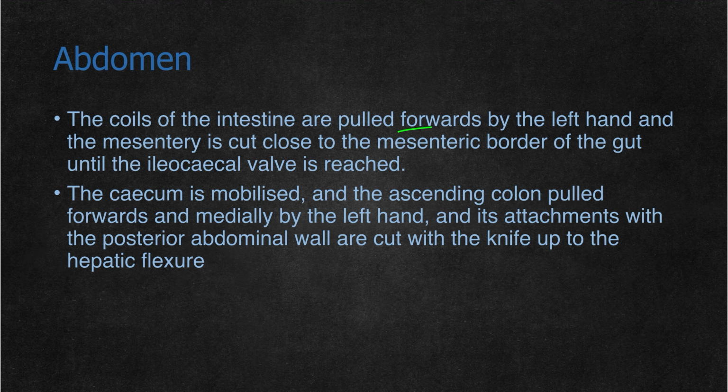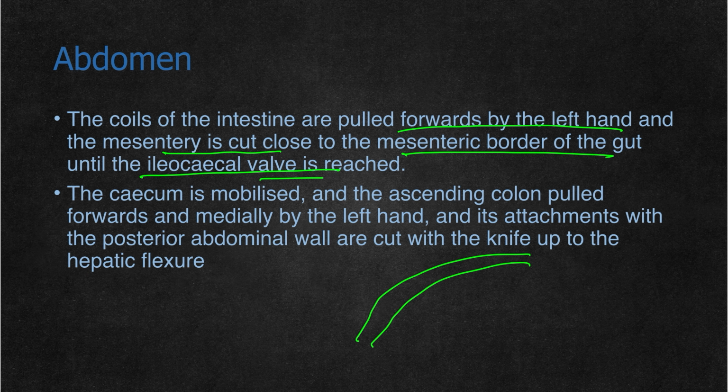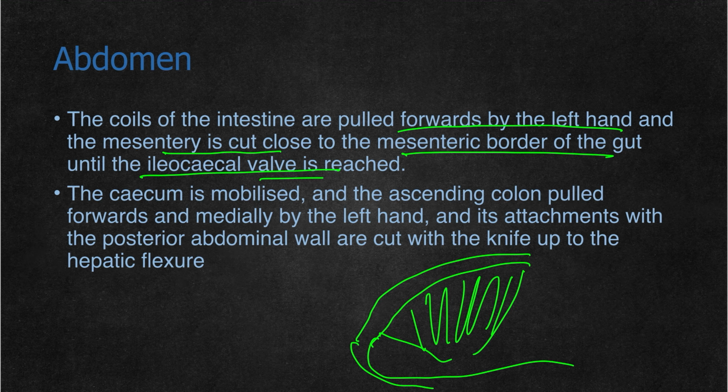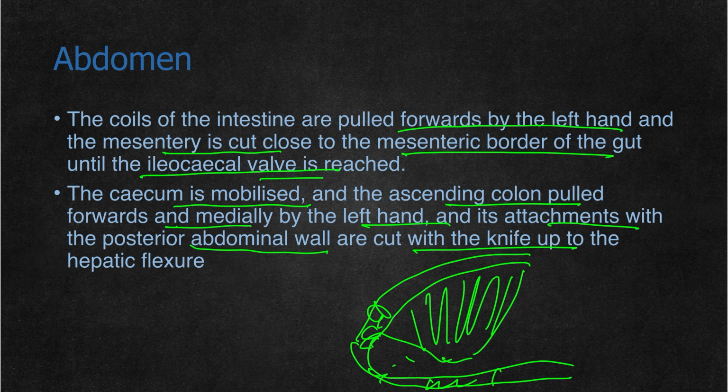The coils of the intestines are pulled forward by the left hand and the mesentery is cut close to the mesenteric border of the gut until the ileocecal junction is reached. So, the intestine has a mesenteric border, which is identified and followed until it reaches the ileocecal junction. The intestines are palpated for any abnormalities or adhesions along the mesentery, until the cecum is mobilized and the ascending colon is pulled up forwards and medially by the left hand, and its attachments with the posterior abdominal wall are cut with the knife up to the hepatic flexure.